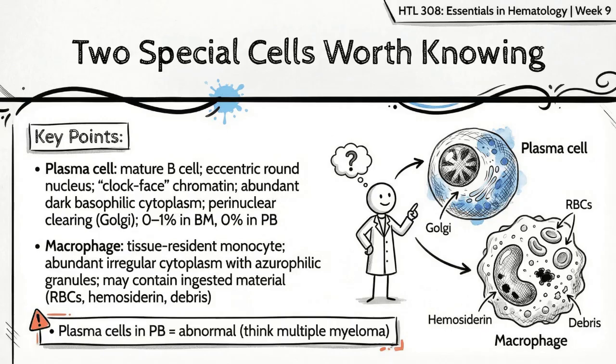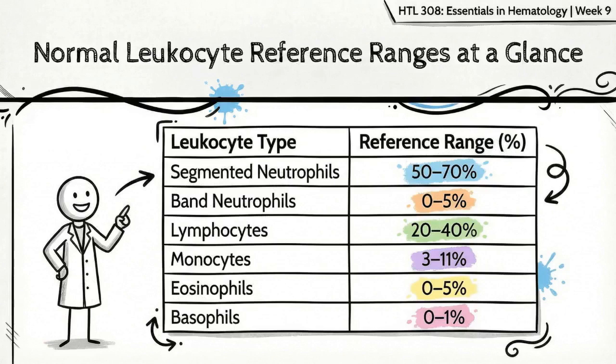Now, let's quickly review the normal ranges for all these cells. Alright, let's hit the pause button for a quick review of the normal leukocyte reference ranges. You need to commit these numbers to memory, because they're your baseline for everything else we'll discuss. Segmented neutrophils should be 50 to 70% of your WBCs, with bands making up 0 to 5%. Lymphocytes are next, at 20 to 40%.